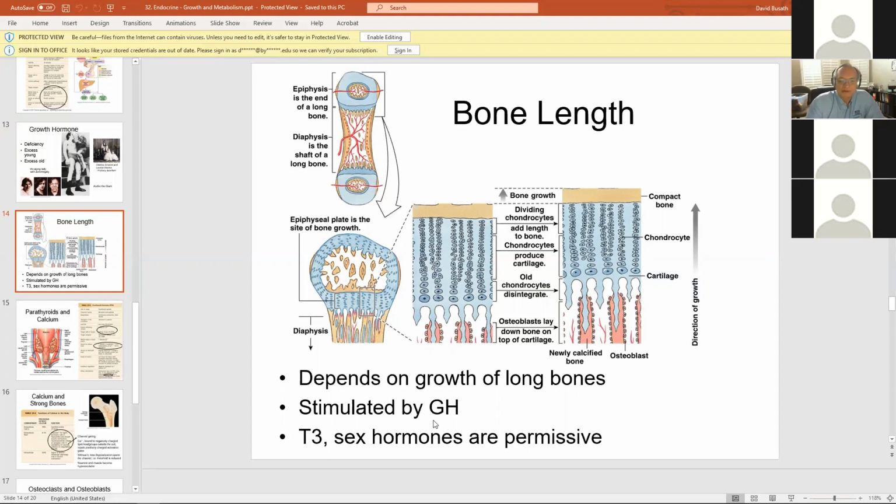So T3 and growth hormone are important for these. T3 and the sex hormones are permissive, and growth hormone is the core stimulator.